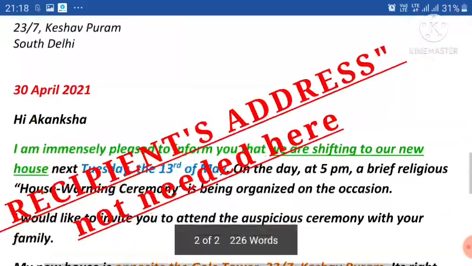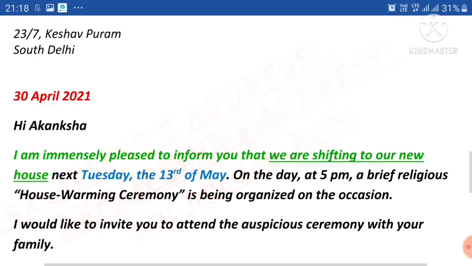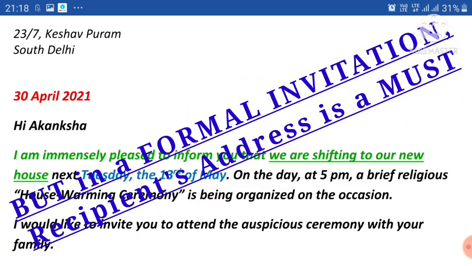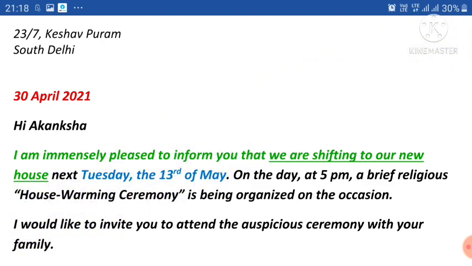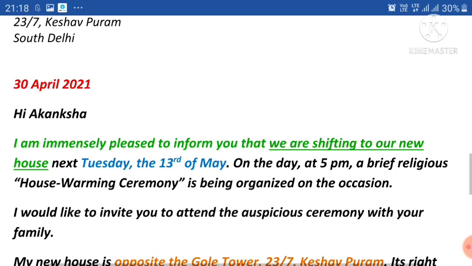It's not written anywhere here. Although that is a must in the formal invitation letters, but this is informal, remember. So in a formal letter you have to write the complete 3-line address of the person whom you are inviting, that is the recipient. But here too you have a recipient, here also you have someone whom you are inviting, like Akanksha, but her address is not needed, remember.